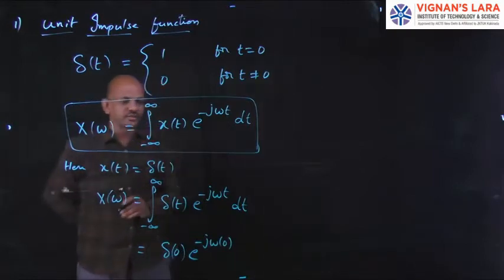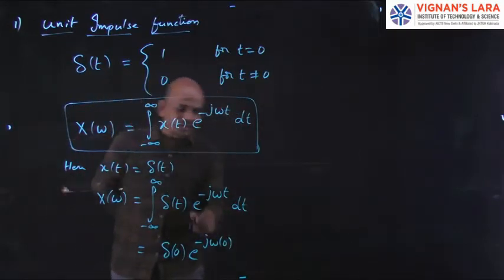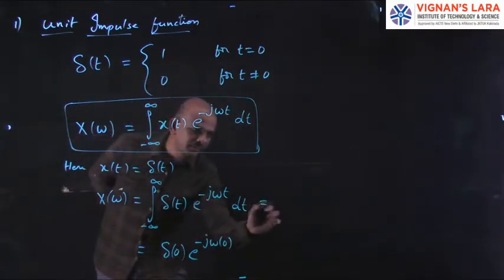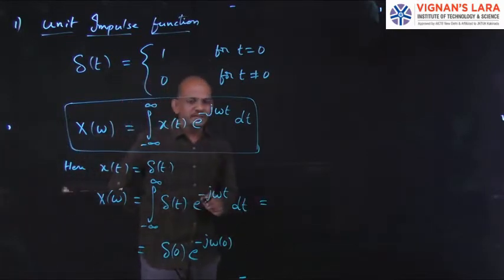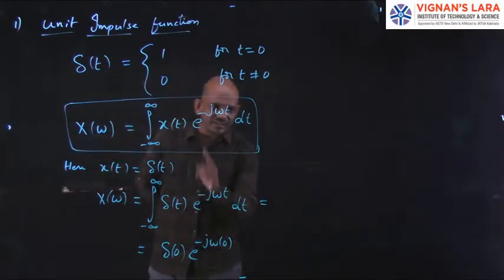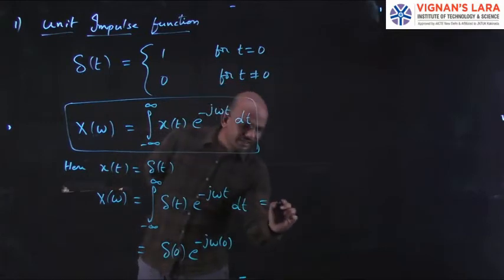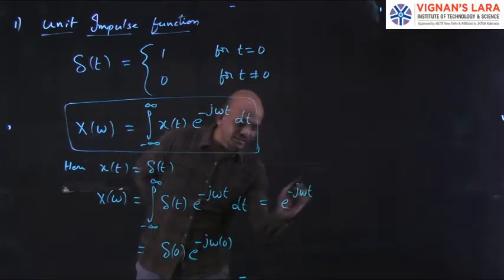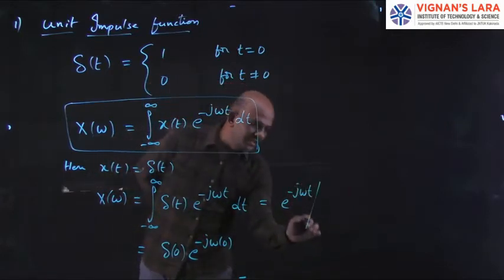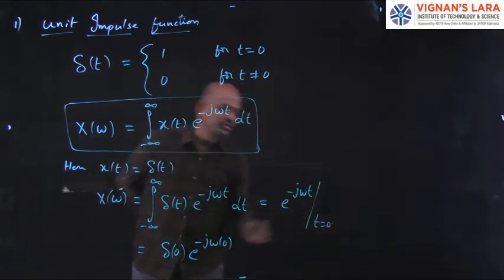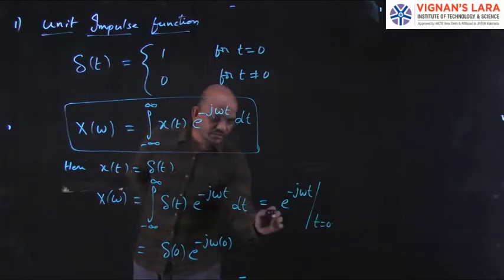This is one way of representing. Or you can represent this. Or you can represent this like this also. Simply, this is existing only at t equal to 0. Or simply you can write this function e power minus j omega t exists only at t equal to 0. Okay, that is t equal to 0.